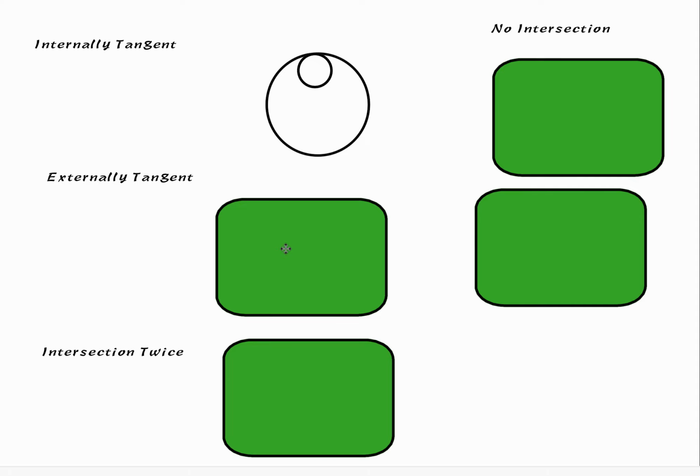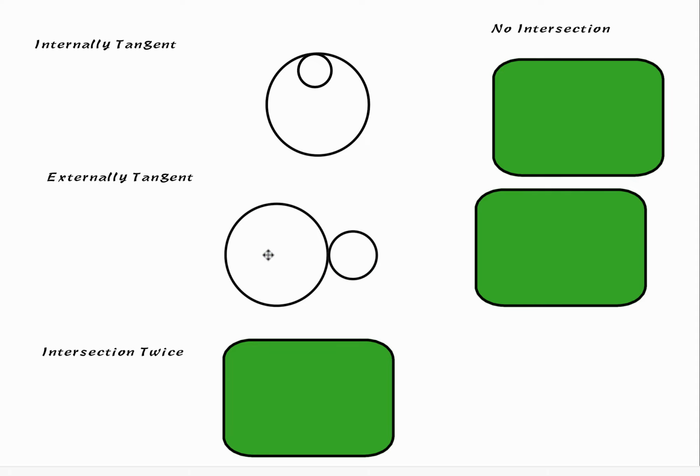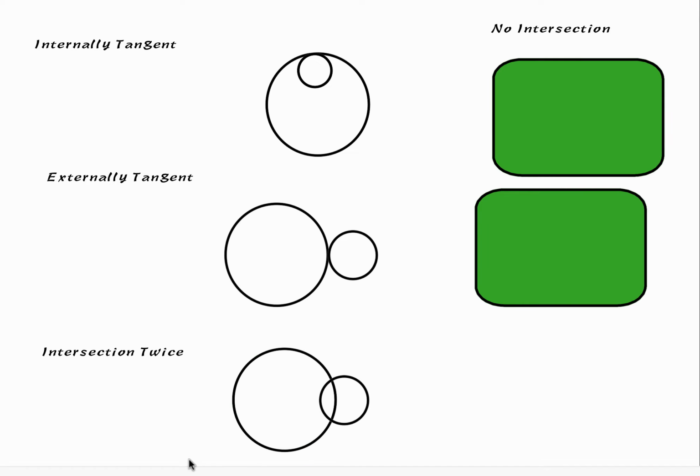Externally tangent. The circles are outside of each other and they touch at one spot. Two circles can intersect twice. And two circles can have no intersection. So think about how they can have no intersection. They can have no intersection outside, and they can have no intersection inside.